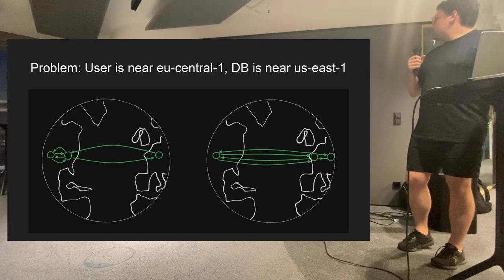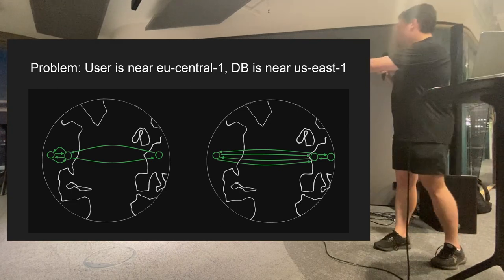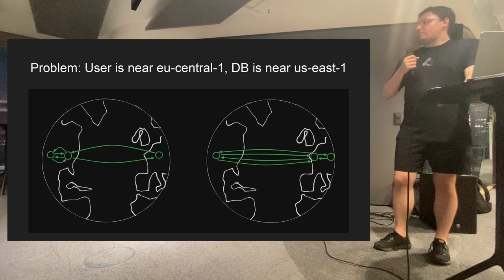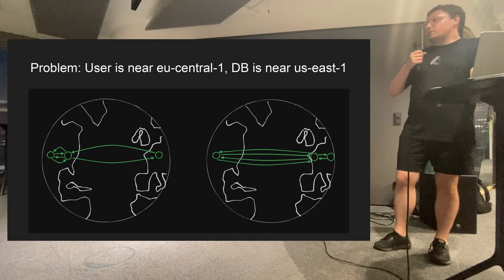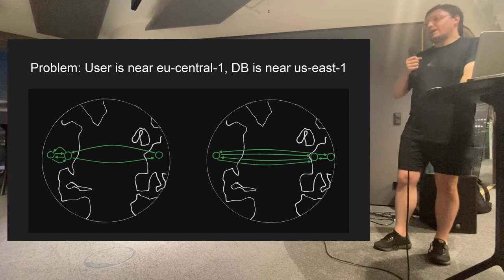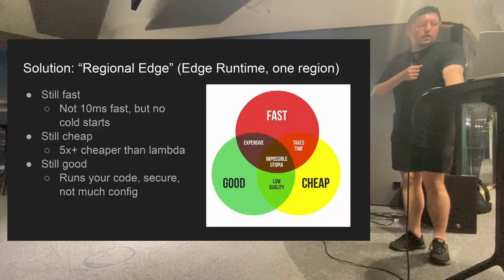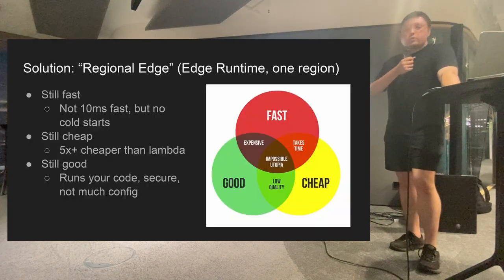And so this is where the premise of regional edge comes in, which is the one on the left here. What if you just put the edge function in one place? You lose having 10 millisecond response times, but you still have way smaller code. It still runs way faster. It's still way cheaper. So you're keeping everything except the advantage of the regionality. It's still good at pretty much almost everything.